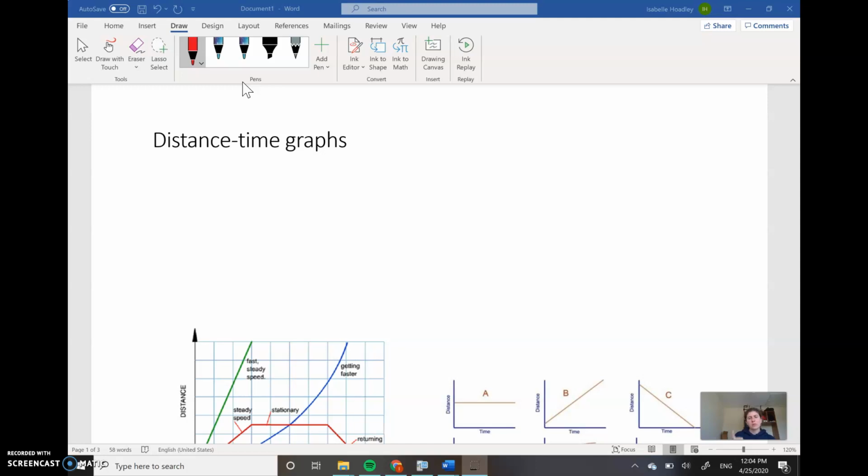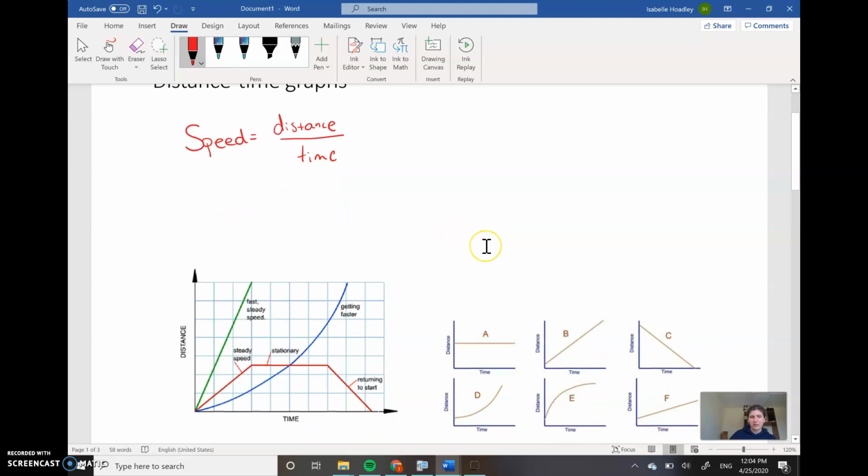For distance time graphs, a couple of really important things that you need to know. One of the things that we can calculate from a distance time graph is the speed at which something is going, and we can calculate speed by looking at distance divided by time. So if we're sketching a distance time graph, the distance and the time is information that we can get from that graph, and we can use that to calculate the speed.